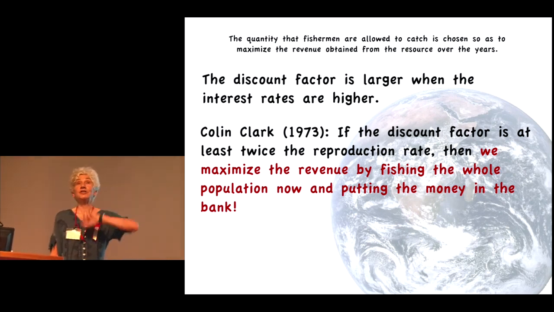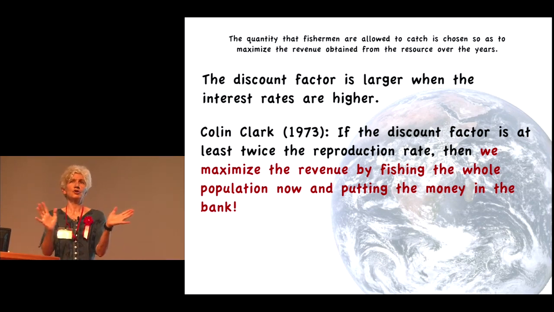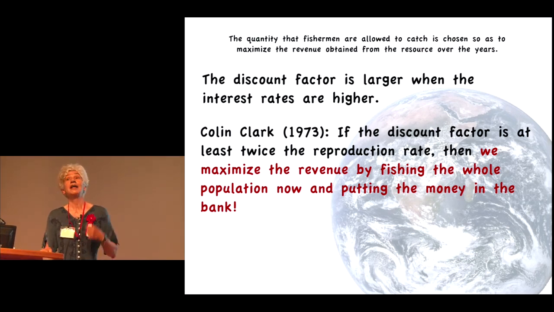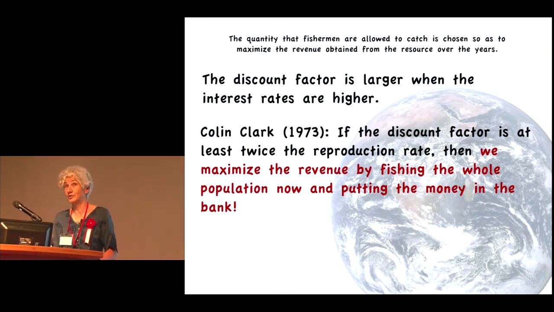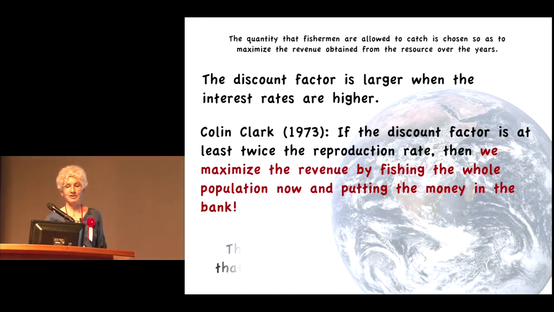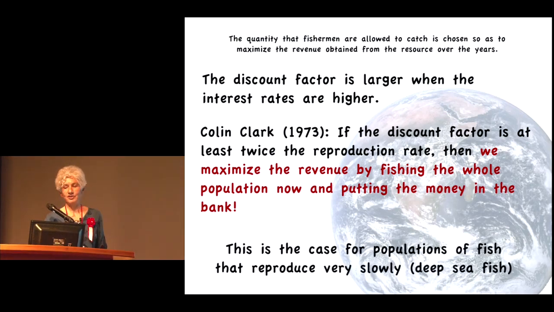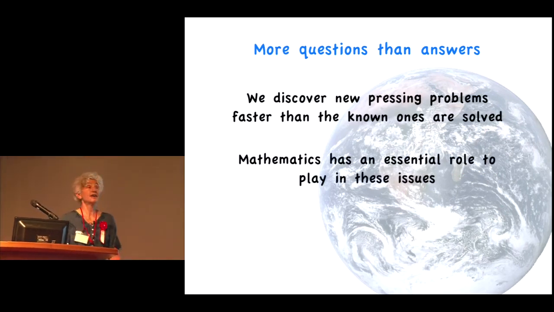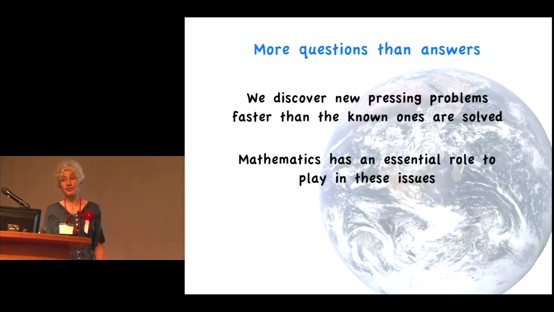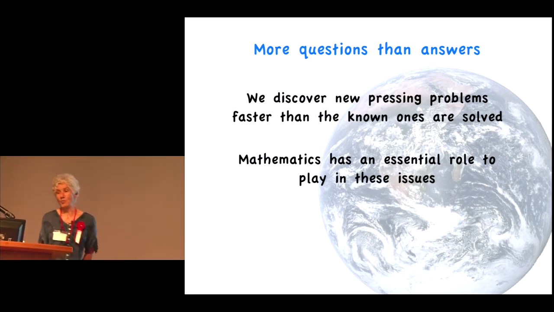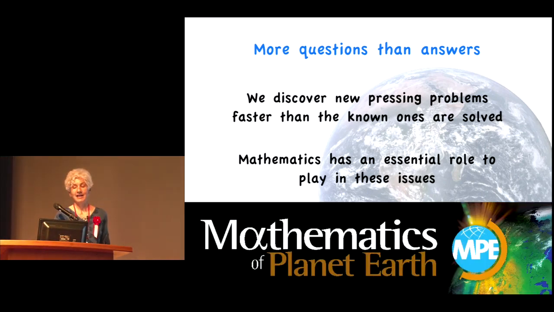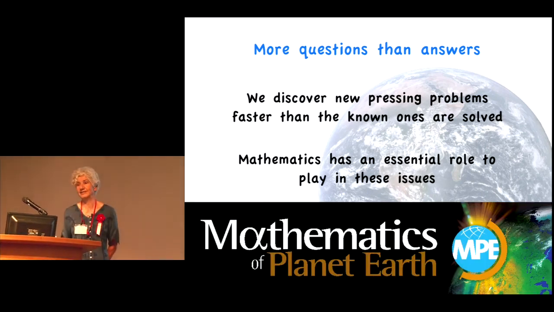The reason I chose this example is that the definition of sustainable development would look obvious, the answer would look obvious, but it's not so easy for scientists to give a precise definition and to know what the real strategies are. You see that there are difficulties. We have more questions than answers. We discover new pressing problems faster than the known ones are solved, and mathematics has an essential role to play in these issues.